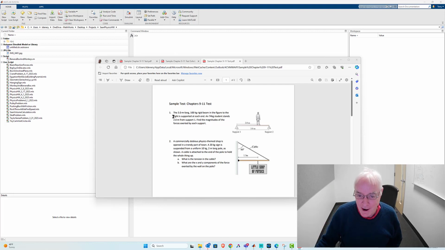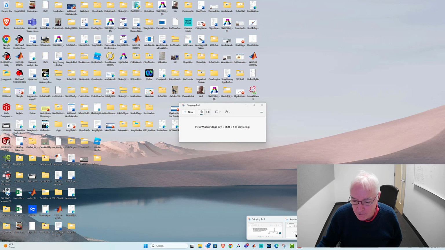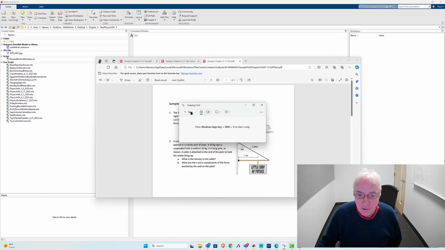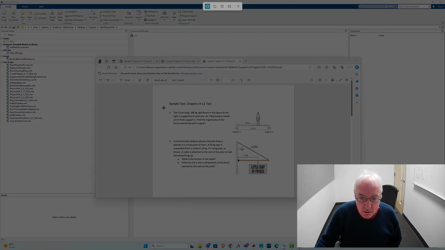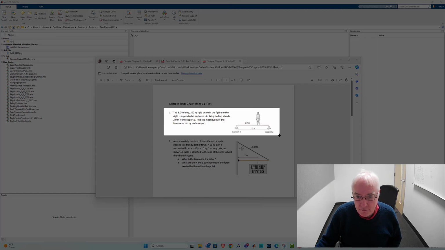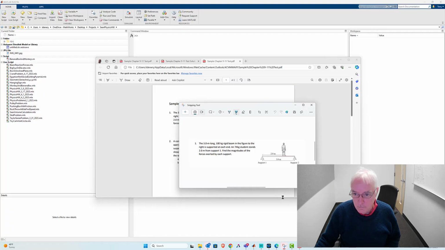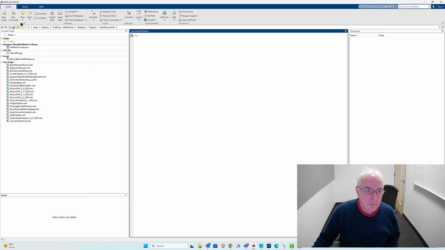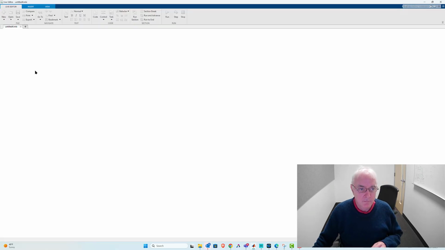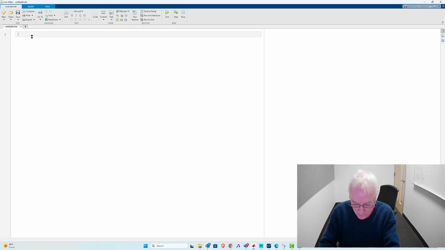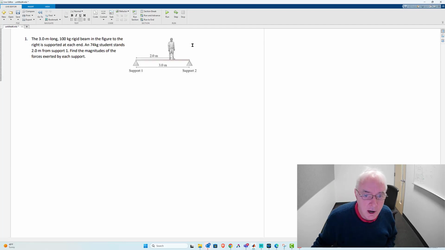So here's this kind of practice test, and I'm going to start off with the snipping tool and copy this in. So just grab that right there. Simple beam problem. And so we'll go to MATLAB, we'll open up a live script. We'll press Control E, which puts us in Talk Like a Human mode, and I'll paste that in right there.